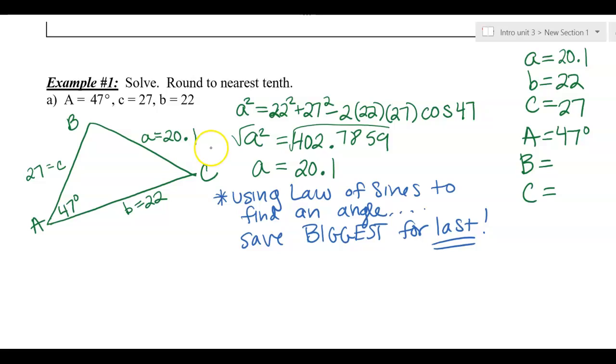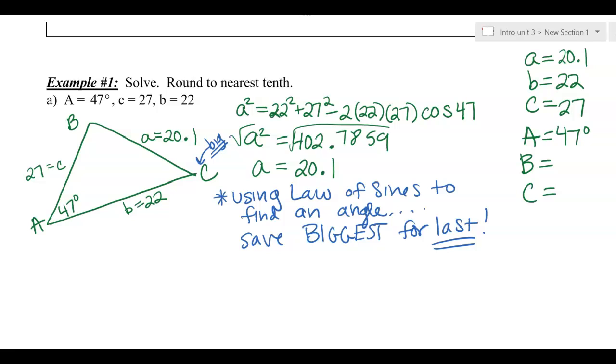Good, it has the biggest side across from it. So C is the biggest angle. That means I'm going to go find B first. That's all that means. Is that okay with everybody? Because with my calculator, if I find C first, I don't know if it's obtuse or not, but if it is, my calculator will not give me the right answer. Does that make sense to everybody?